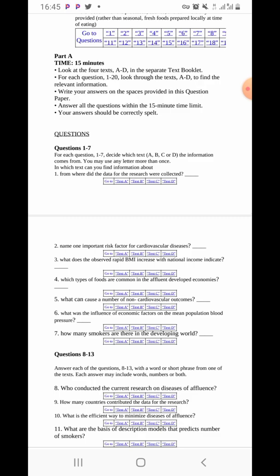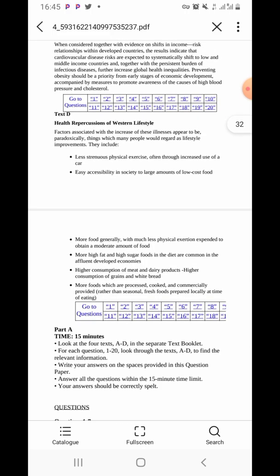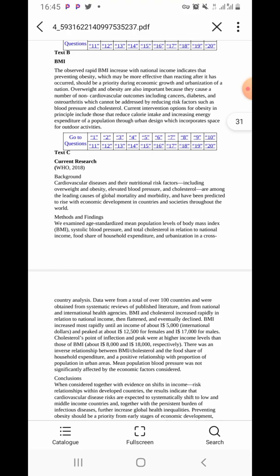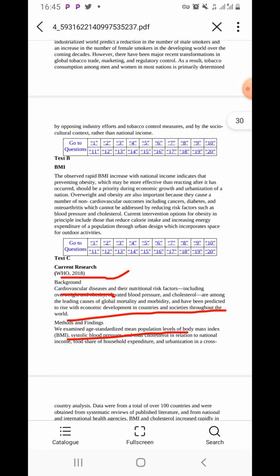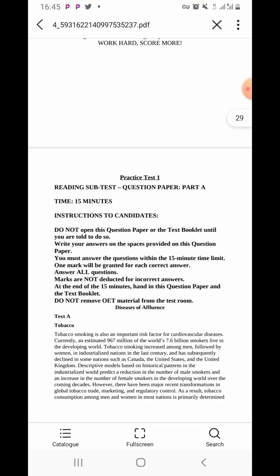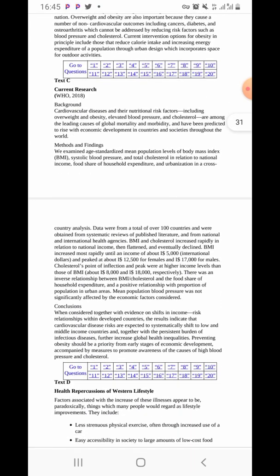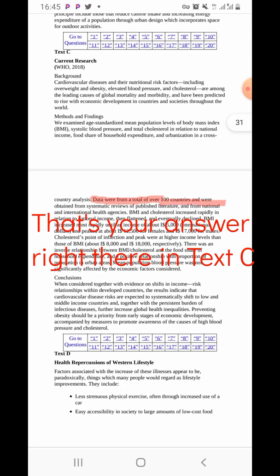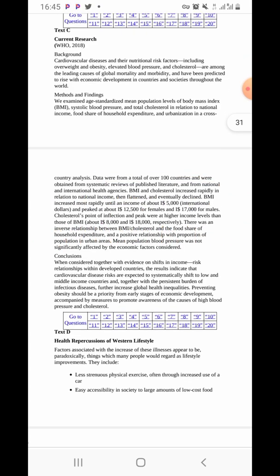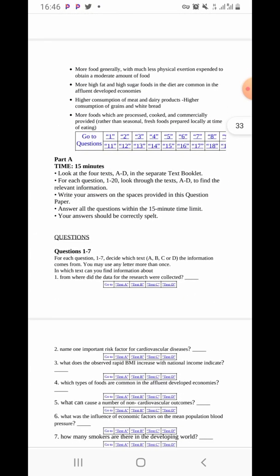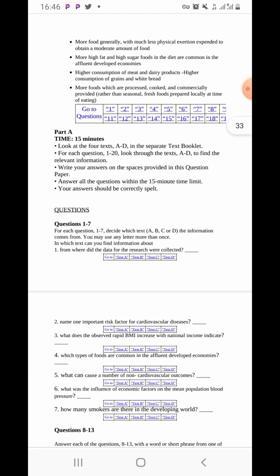From where were the data for the research collected? If you go back to the text, you can see that in text D, there was nothing about research. Text C is talking about current research. Text B, BMI, while text A, tobacco. So you don't need to read; the answer to that one is C. What you're going to write in this gap is C. Just put C here, nice and slow. Good, then move on to number 2.